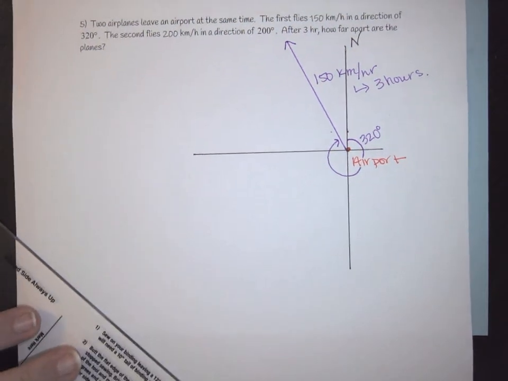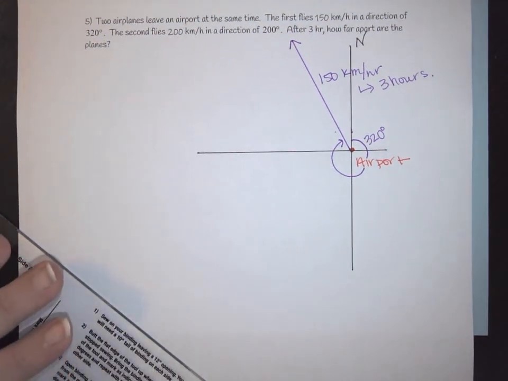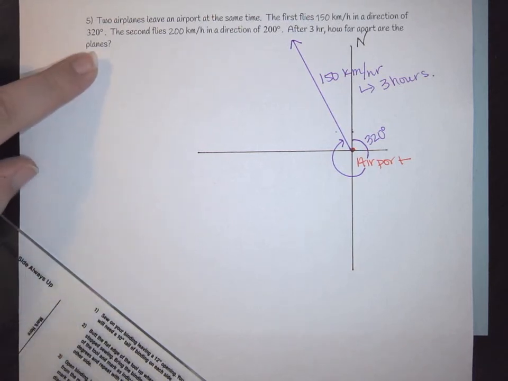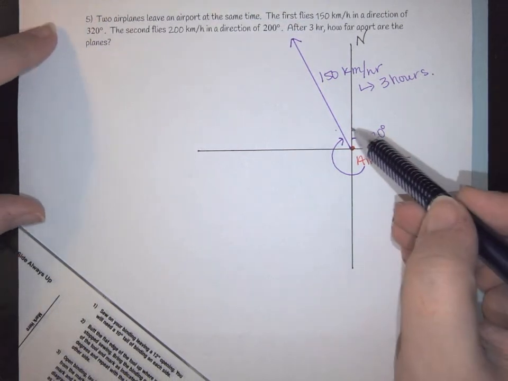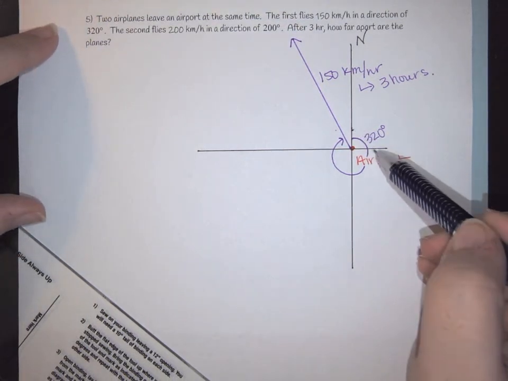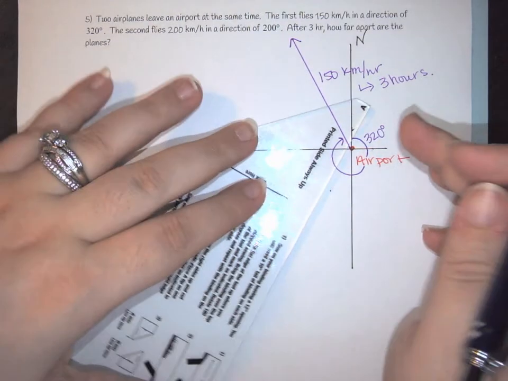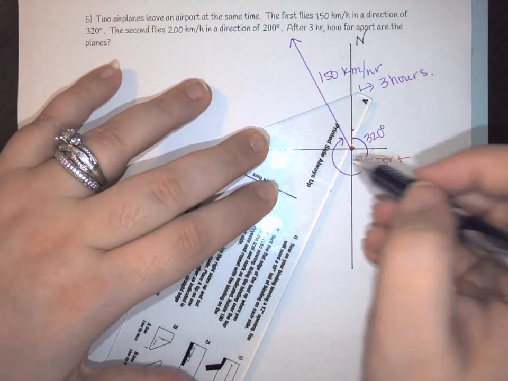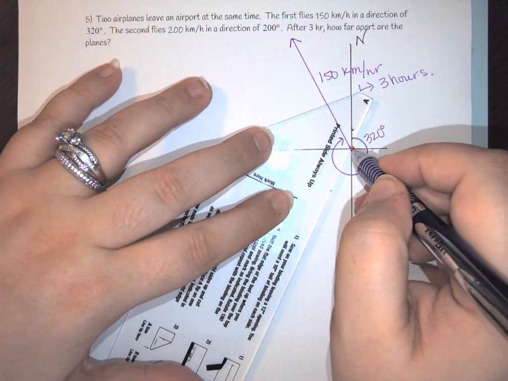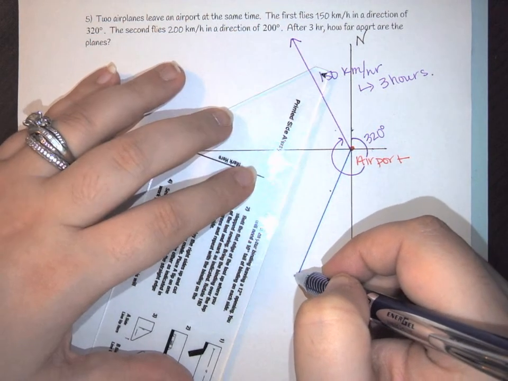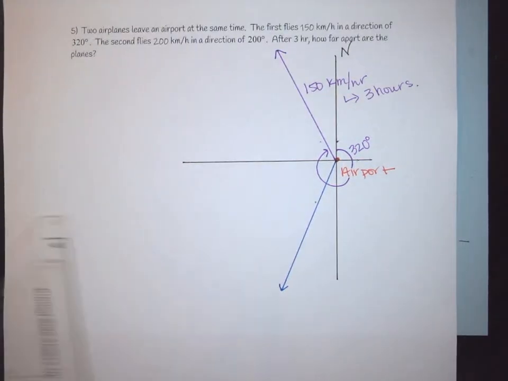All right, let's look at the second plane. The second plane says that we are going to go 200 kilometers per hour in a direction of 200 degrees. So again, we start at north, and we go 90, 180, 200. 200 is going to be down somewhere around here. So we're going to go this way, and we are going to travel in this direction.